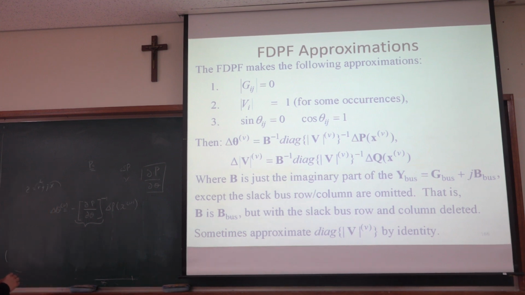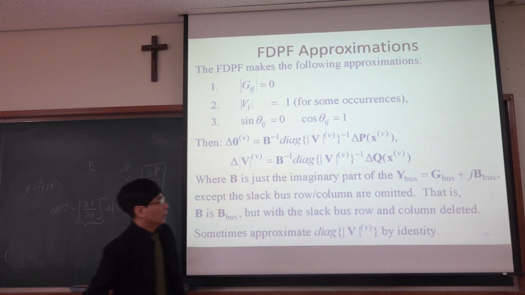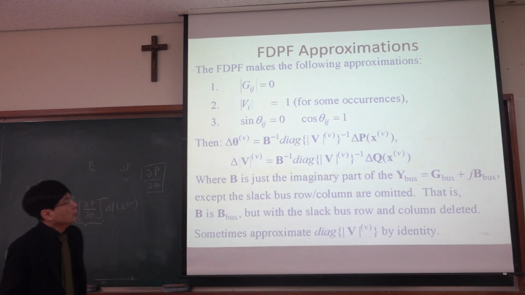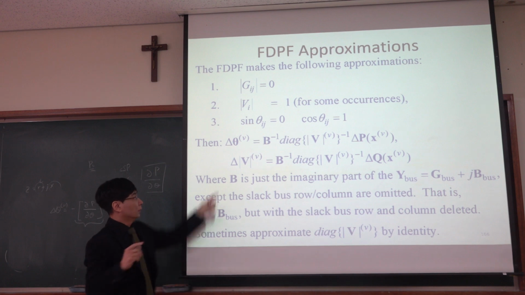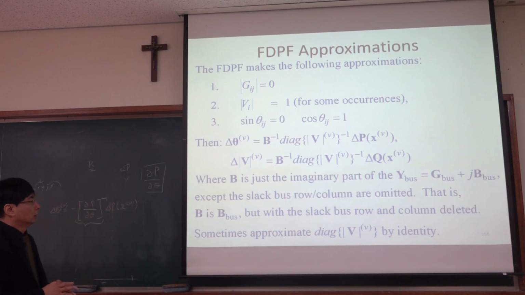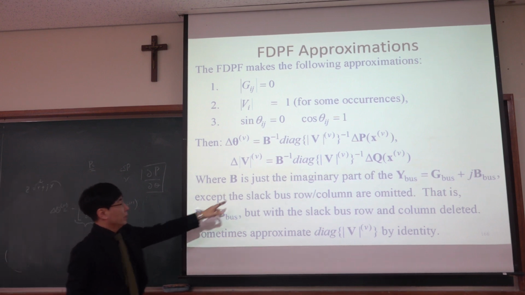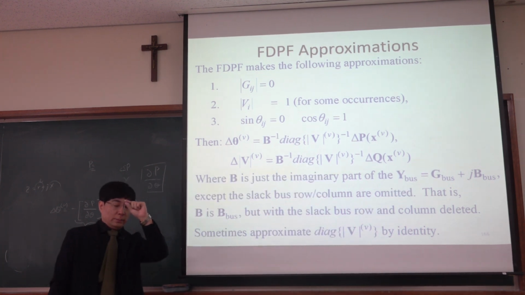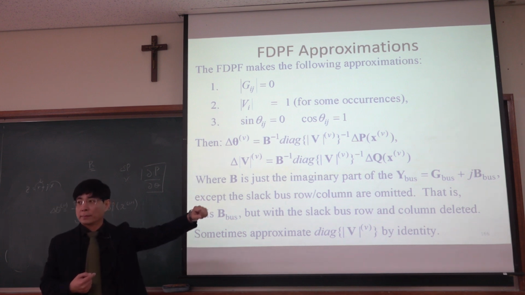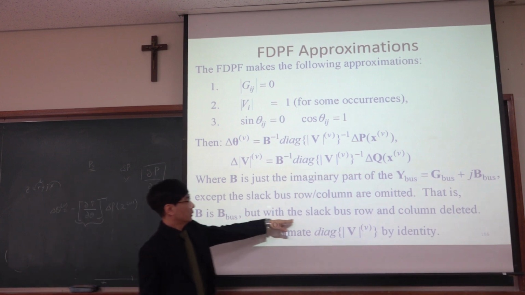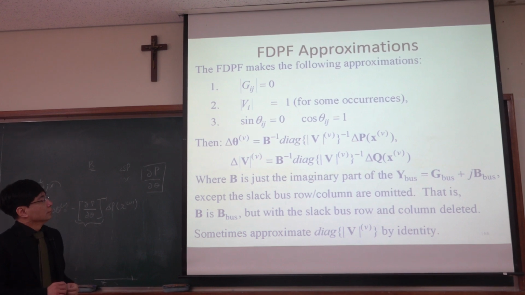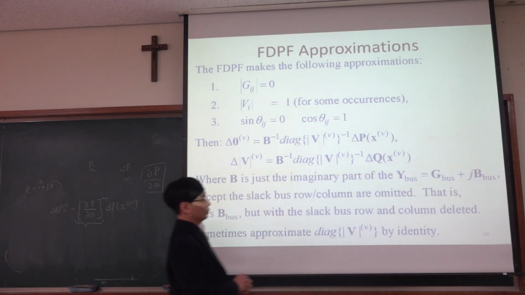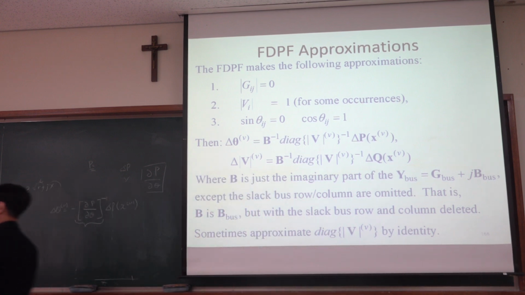So this method is called FDPF. Again, B is just the imaginary part of our Y-bus matrix, this one. And here, the slack bus is omitted, because the slack bus has 0 degree and voltage magnitude 1, so we don't need to compute that. That is just fixed. So this B matrix is similar to the imaginary part of our Y-bus matrix, except the slack bus row and column are removed. So B is B bus, but with the slack bus row and column deleted. And sometimes the voltage will be very close to 1, so why do we need to compute it? Just use the identity matrix. That is another type of approximation.